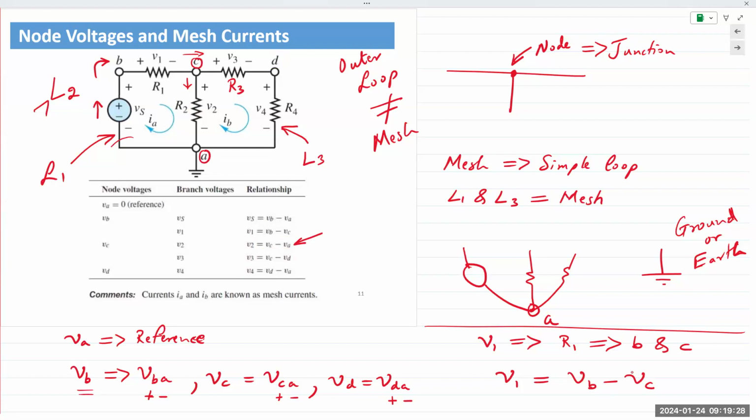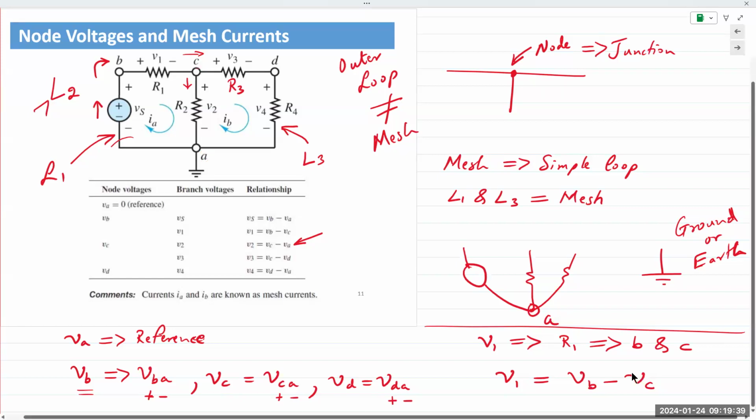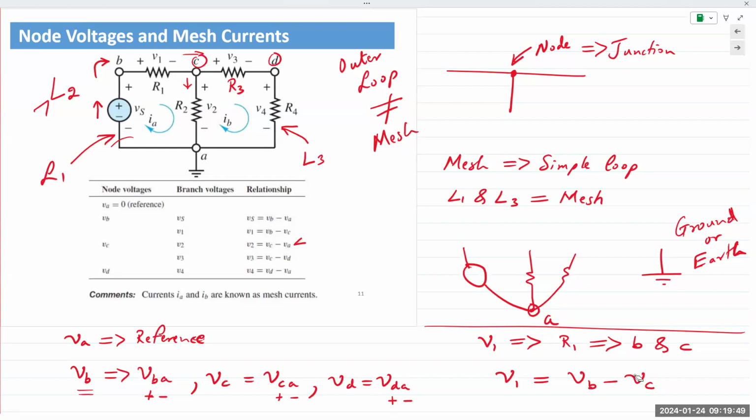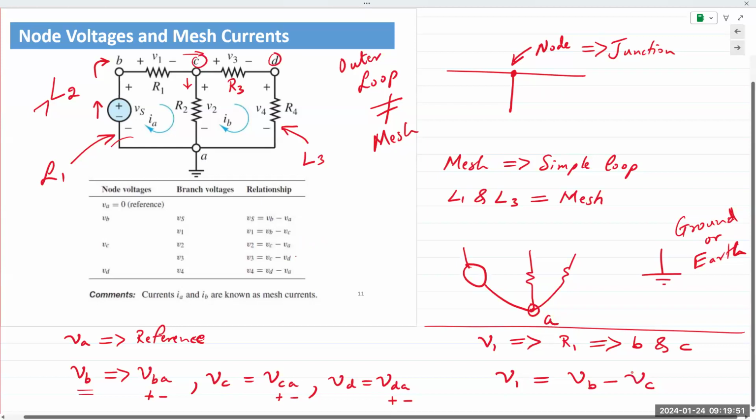And so I can write V2, the voltage across resistor R2, is a difference between the node voltages VC and VA. And then same thing for V3. V3 is the difference between C and D. And so I can write V3 is VC minus VD, which we can see right here.